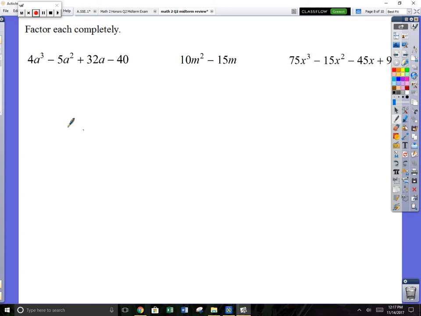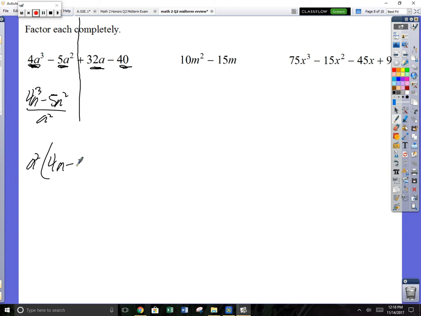Okay, let's do some harder ones. Now, you got 4 terms. So we've got a cube, a square, a degree 1, and a constant. So anytime you got a polynomial with 4 terms, we're going to group them. So let's split it up into 2 separate groups and we'll just go right down the middle. So if we call this group 1, 4a cubed minus 5a squared. Let's take out of those 2 pieces as much as you can. Let's take an a squared out.